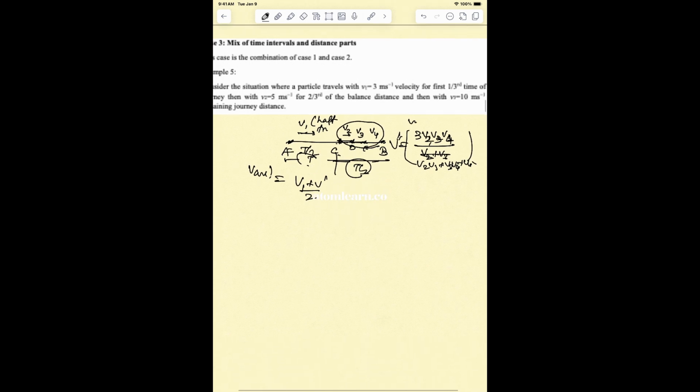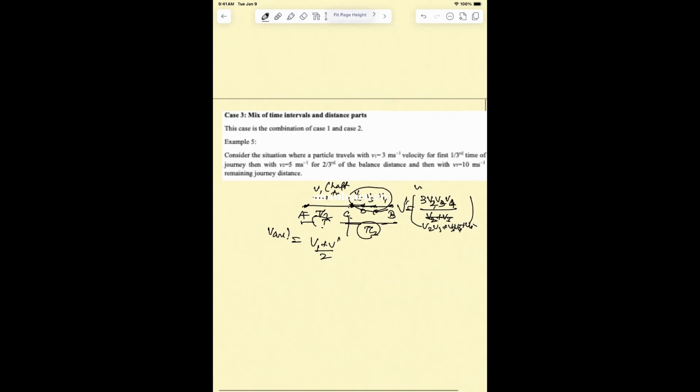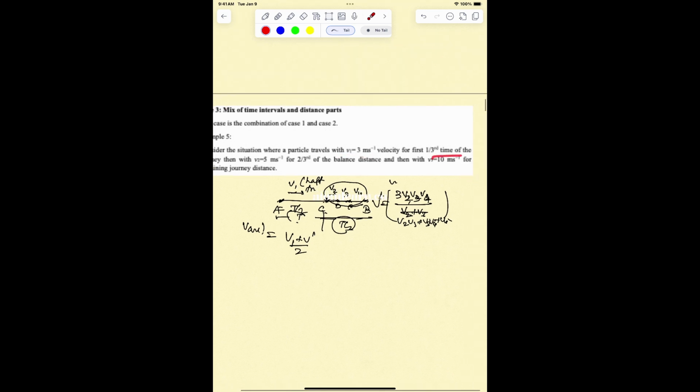Now okay, let me give this particular example. Example 5 is a numerical question based on a very similar kind of mixed concept. Example 5. Okay, just read this. Consider a situation where a particle travels with v1 equal to 3 meters per second velocity for the first 1/3 of the time of the journey.